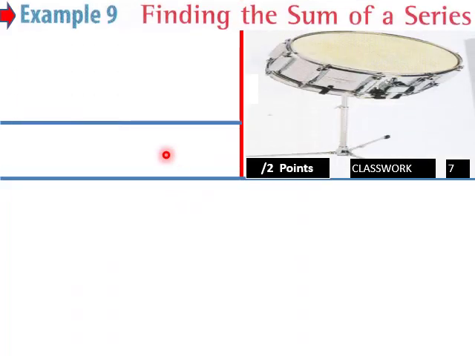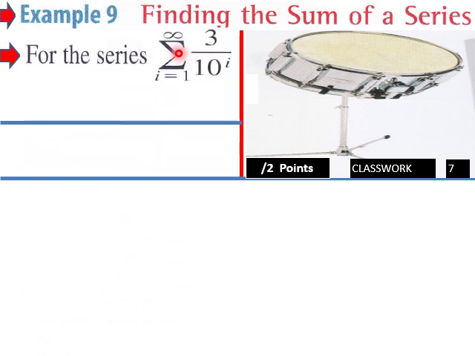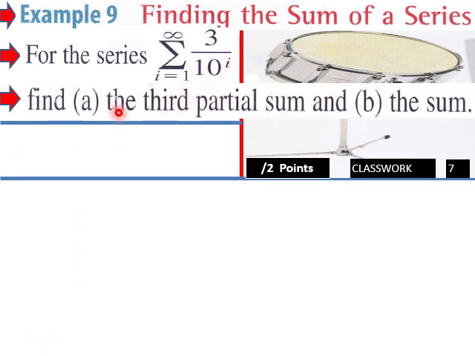So let's try an example here. Example 9, finding the sum of the series. This series here is an infinite series. i equals 1 is your lower limit, and then 3 over 10 to the i. So A, find the third partial sum, and B, the sum.